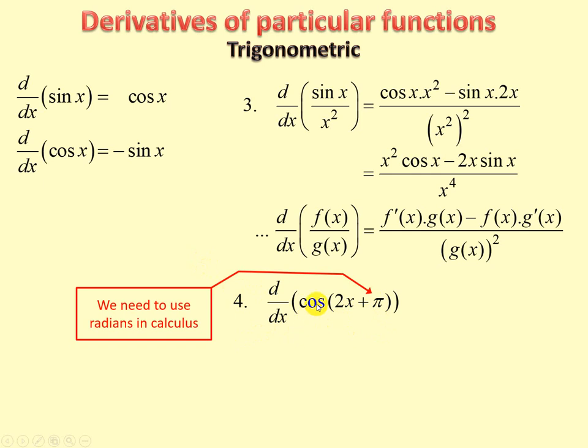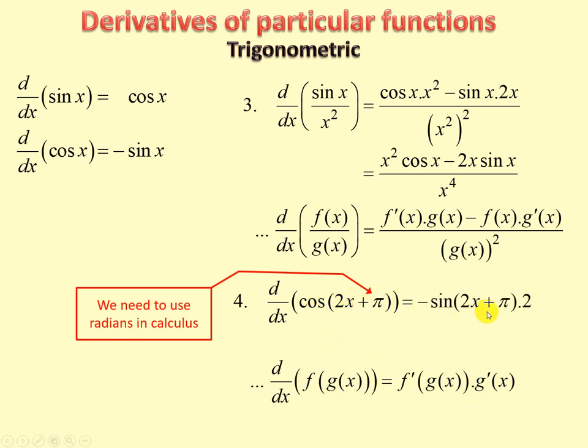So the outside function is cos, and the inside function is 2x plus pi, pi being a constant. So it's the derivative of the outside function, leaving the inside as it is, times the derivative of the inside function. So cos goes to negative sine, of exactly that bracket, times the derivative of the inside, 2. Pi goes because it's a constant. And just placing it in a slightly neater arrangement, there we are.